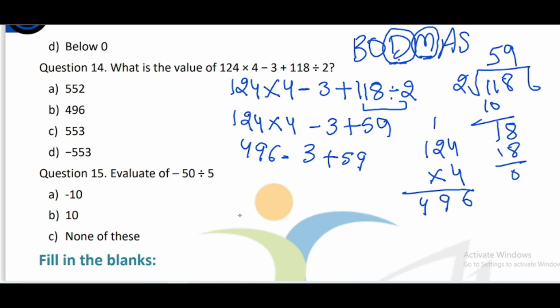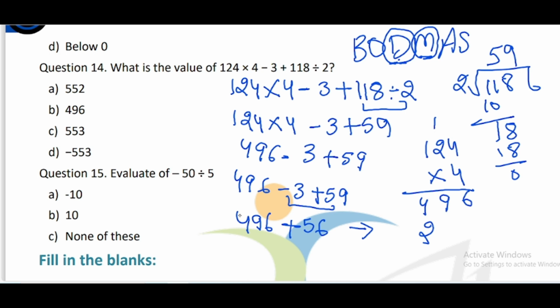After division and multiplication, we solve addition. 59 minus 3 is 56. Add with 496. Then we add 496 with 56, that is 2, 1 carry, 10 and 5 is 15, 5, 1 carry and 5.